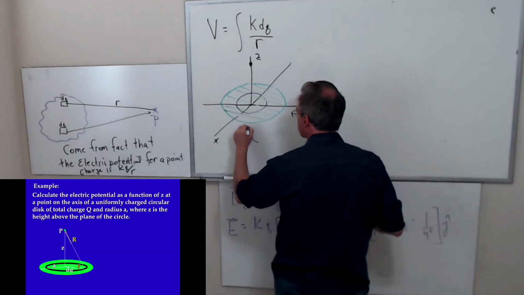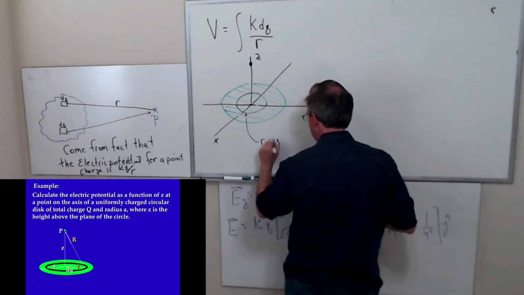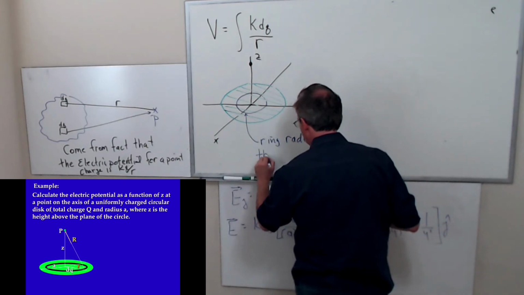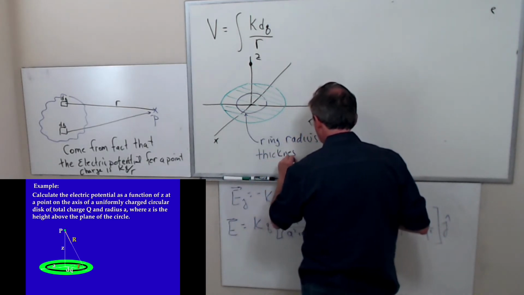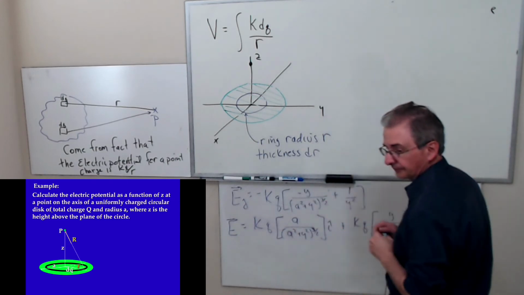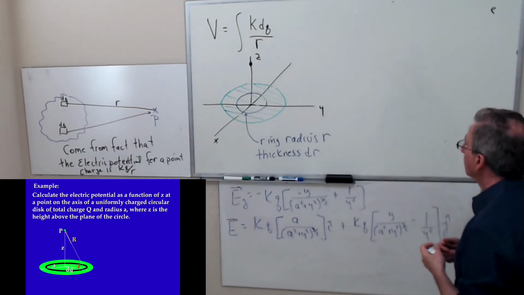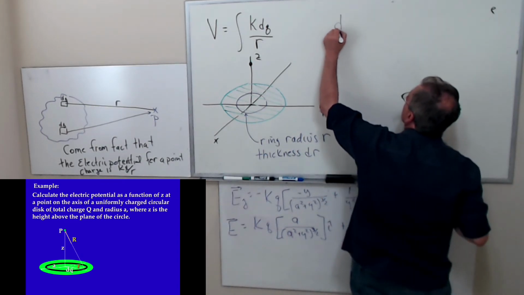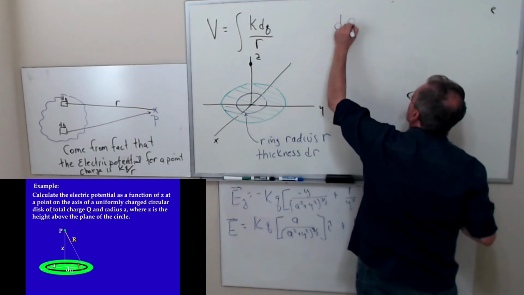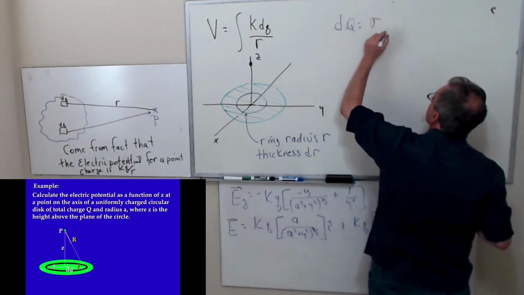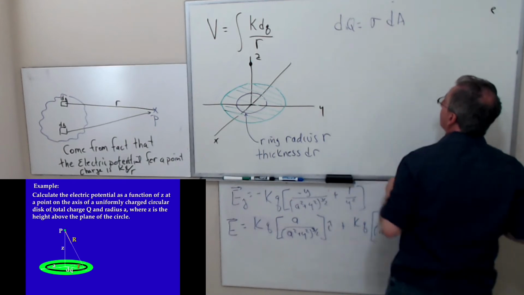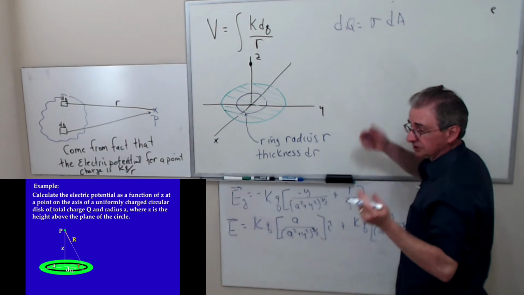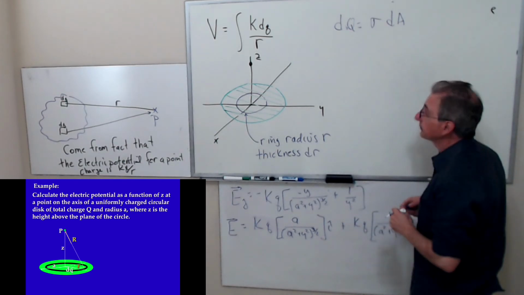Okay, and thickness dr. So this is a ring of radius r and thickness dr. And it's uniformly charged. So what's my dq? Well, it's going to be sigma dA. If it's uniformly charged, then the charge density is the total charge divided by the area of this thing.